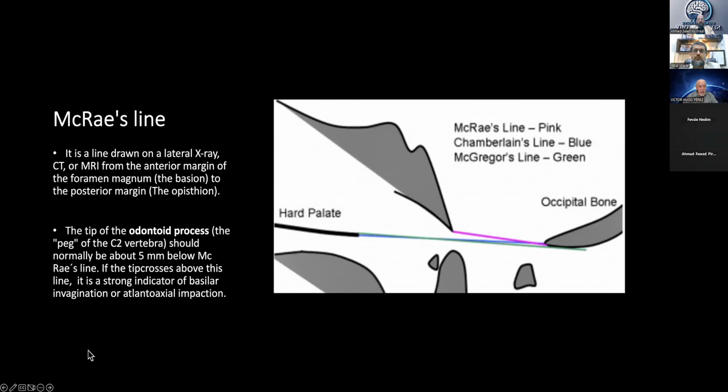And McRae's line is a line drawn on a lateral X-ray, CT or MRI from the anterior margin of the foramen magnum, the basion, to the posterior margin, the opisthion. Here we have the McRae line. The tip of the odontoid process, the peg of the C2 vertebra, should normally be about 5 millimeters below McRae's line. If the tip crosses above this line, it is a strong indicator of basilar invagination or atlantoaxial impaction.